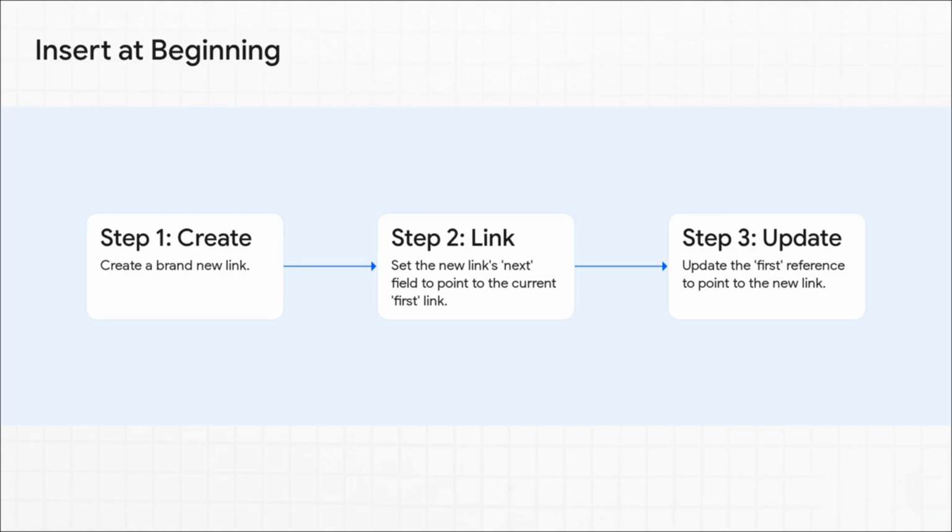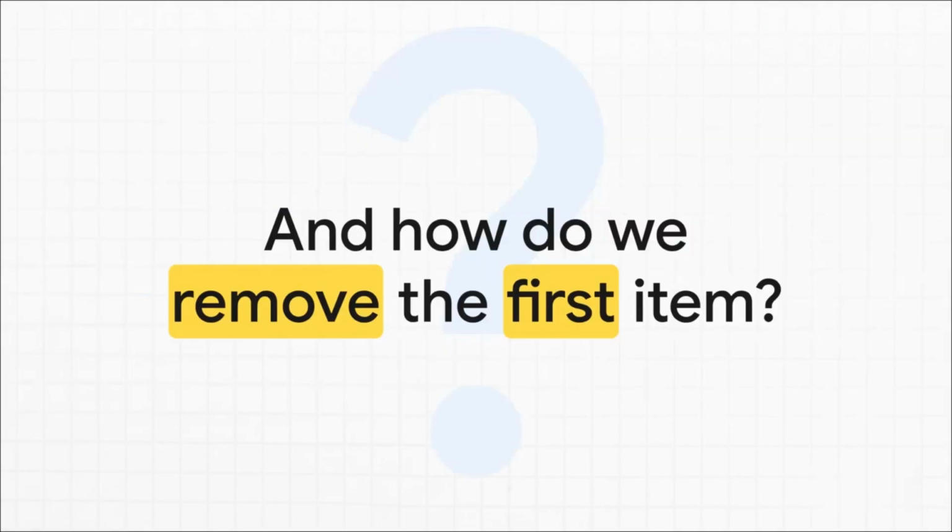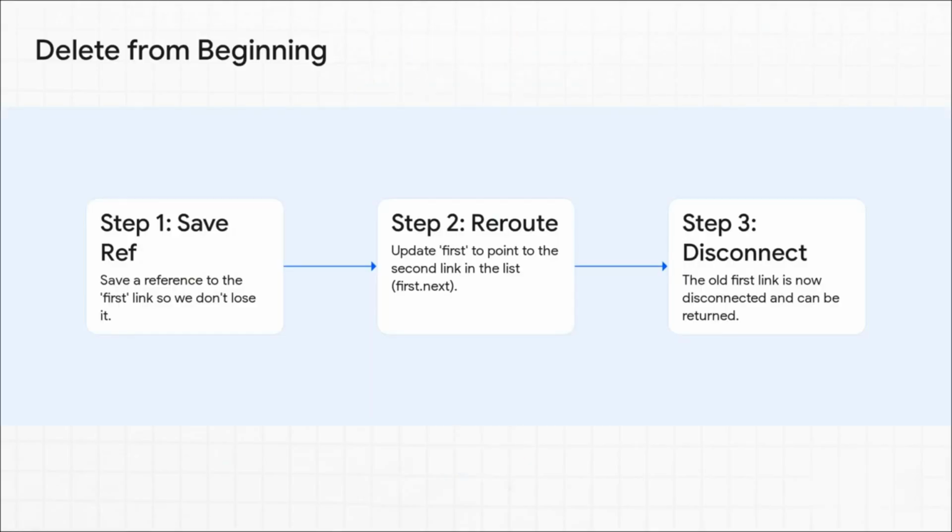And that's it. We've just added it to the front without having to move or shift anything else. It's so efficient. Deleting from the beginning is just as elegant. Seriously, it's just the reverse of what we just did. How do you think it works? It's almost too easy. We just change our main first signpost to point to the second link in the chain.